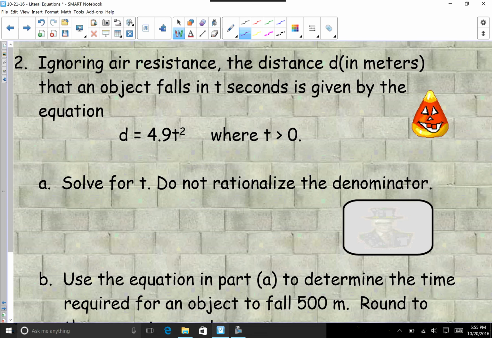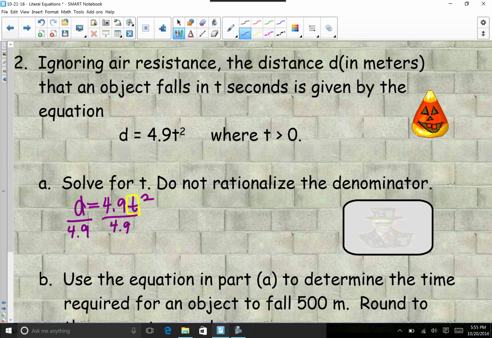Ignoring air resistance, the distance, d in meters, that an object falls in t seconds is given by the equation d equals 4.9 t squared, where t is greater than 0. Solve for t. Do not rationalize the denominator. So d equals 4.9 t squared. Again, we're trying to get t by itself. The first thing we see is this 4.9, so we divide both sides by 4.9. 4.9 divided by 4.9 is 1. I'm left with t squared equals d divided by 4.9.